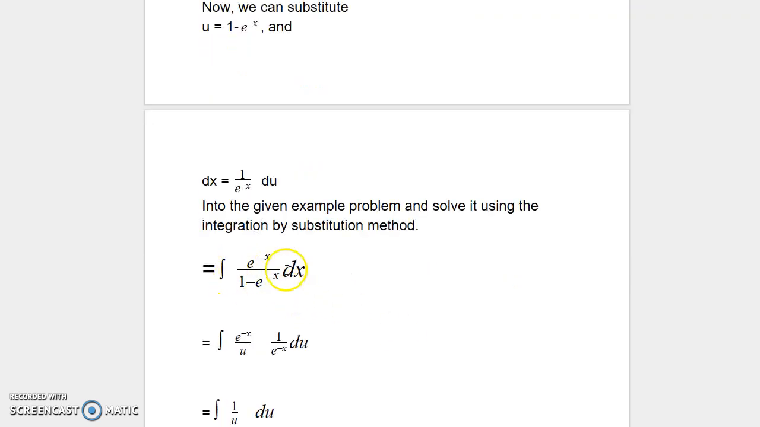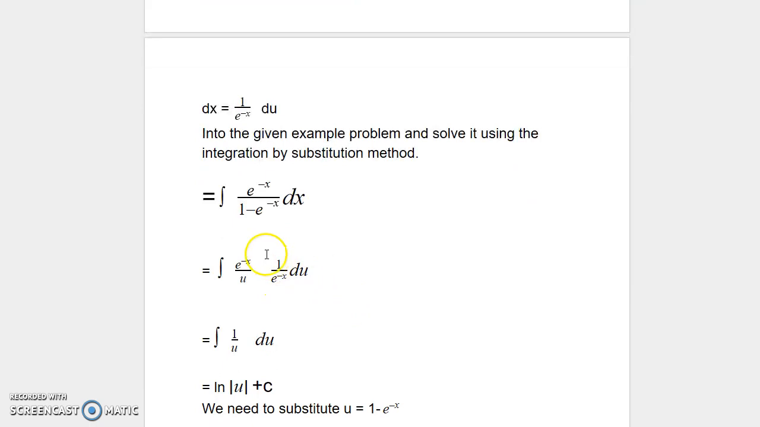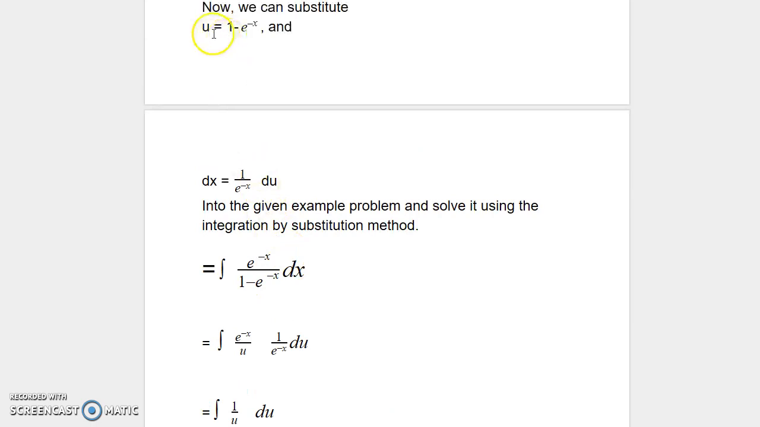Our given example problem is the integral of e to the power of minus x divided by 1 minus e to the power of minus x dx. So e to the power of minus x is the numerator. Wherever we see 1 minus e to the power of minus x, we're going to substitute u as stated here. And wherever we see dx, we're going to write 1 over e to the power of minus x du as shown here.